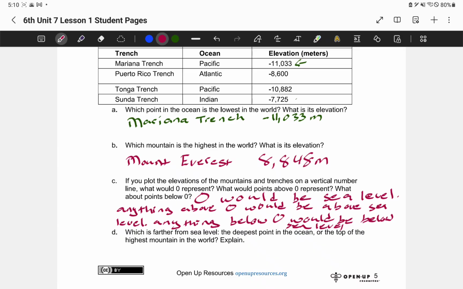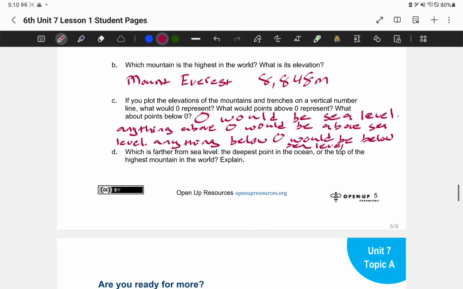Okay, so then which is farther from the sea level, the deepest point in the ocean or the top of the highest mountain? Well, we're looking at which is farther away, 11,000 meters or 8,000 meters. If it's going to take 11,000 meters to get to sea level, this is only going to take 8,000 meters, so the Mariana Trench.